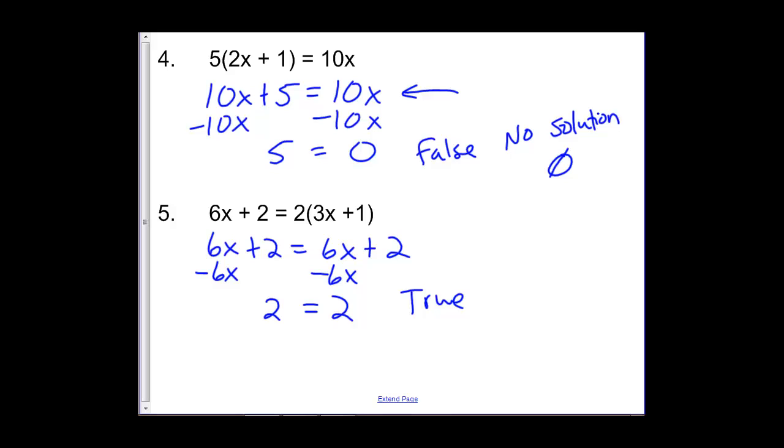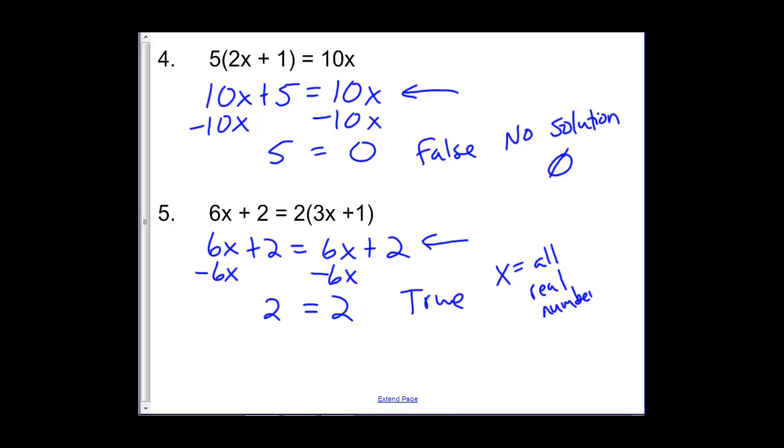On the bottom, however, 2 equals 2. Any number that we put in there is going to work because I'm going to multiply it by 6 and I'm going to add a 2 to the left. I'm going to multiply it by 6 and I'm going to add a 2 on the right. Obviously, if we had the same number to begin with, we're still going to have the same number at the end. This situation here would be where we would say x equals all real numbers.